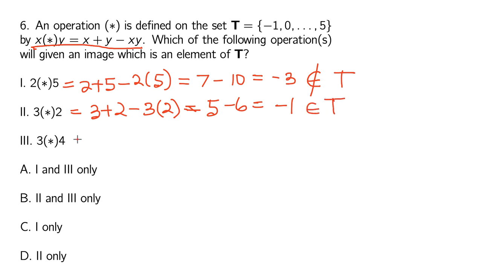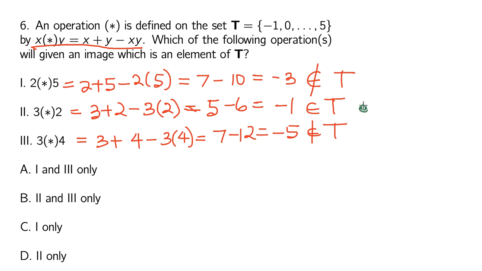Let's look at the next one, 3 star 4. We have 3 plus 4 minus 3 times 4. What is that equal to? We have 7 minus 12, which is -5. Is -5 in the range? No, it is not in T. So of all the options we have, the only one that's in the set is this one, I only. So that's our option. That's the answer.